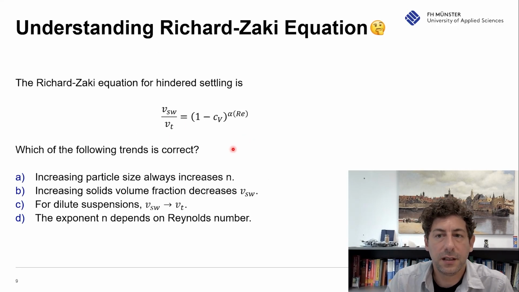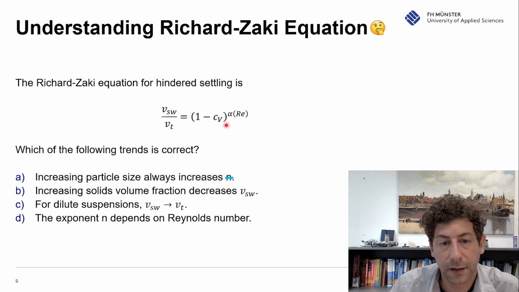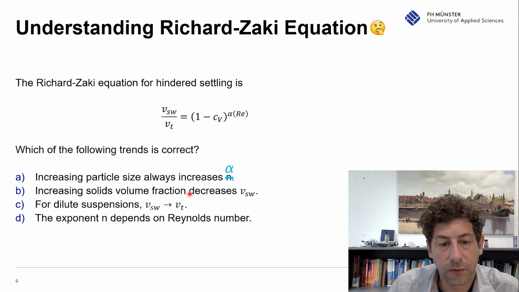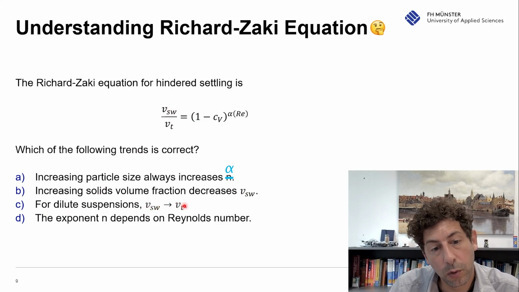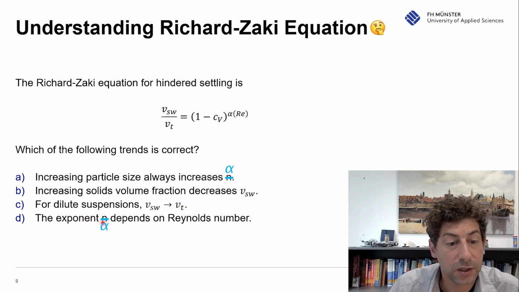Okay, then I just have, for a little bit better understanding, also some questions. So here's the Richardson-Zaki equation. And the question is, which of the following trends is correct? A: Increasing particle size always increases n. Sorry, there's a typo from me. With n is alpha, it's the exponent. So I'm sorry for this. B: Increasing solid volume fraction decreases the particle swarm velocity. C: For dilute suspension, swarm velocity goes to equalizing to terminal velocity. And D: exponent n, again, so I'm sorry, exponent alpha depends on the Reynolds number.